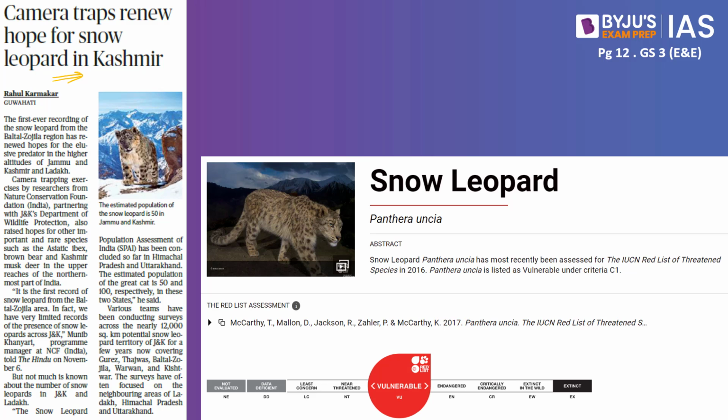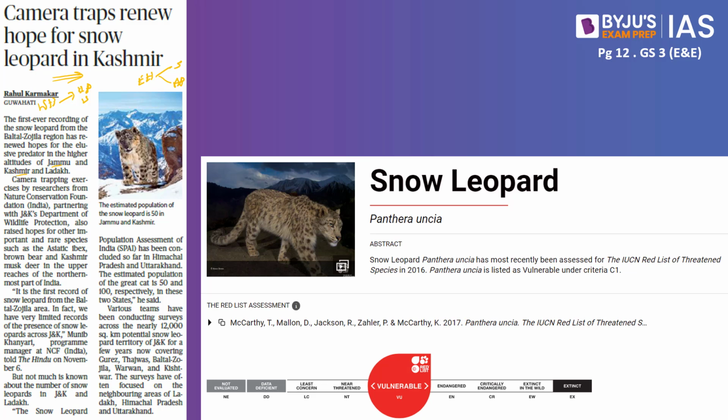When you consider the geographical presence of the snow leopard, it is present in the western Himalayas, in the state of Himachal Pradesh, in the state of Uttarakhand, and also in the Union Territory of Jammu and Kashmir. Added to it, it is also present in the eastern Himalayas, in Sikkim and also in Arunachal Pradesh. This can be very important from the preliminary examination point of view.